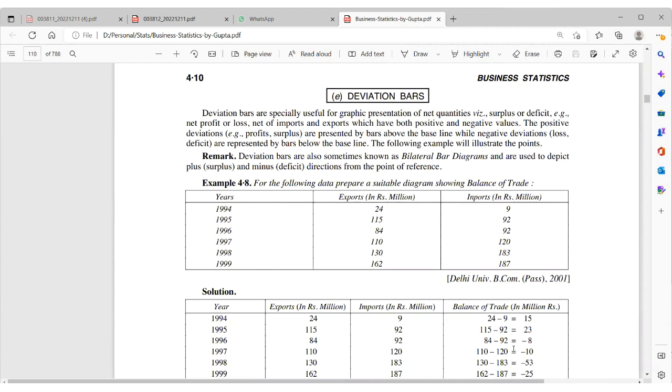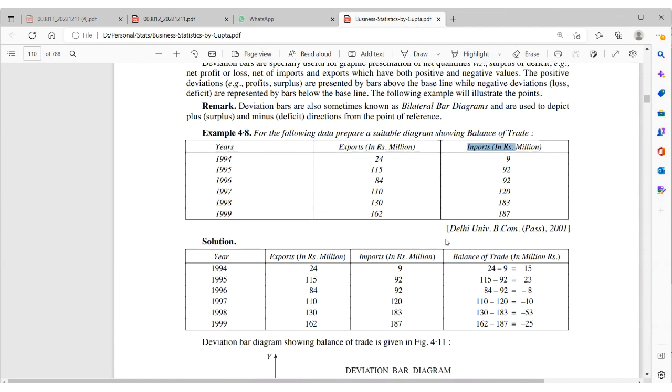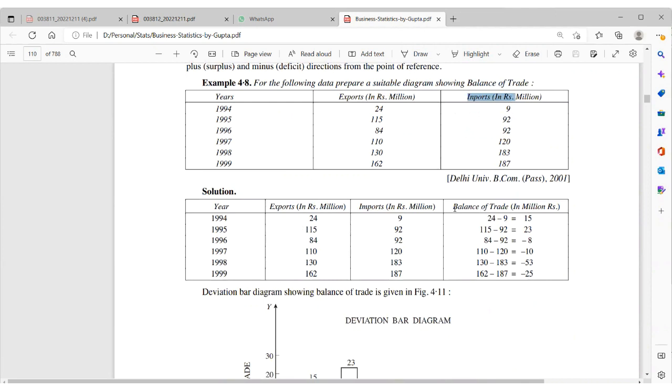Division bars. In division bars, we make a diagram of differences, right? For example, this: for the following data, prepare a suitable diagram for showing the balance of trade, right? For the balance of trade, we need either profit or deficit. So in this given export and import, for the balance of trade, we make the difference of this, right?